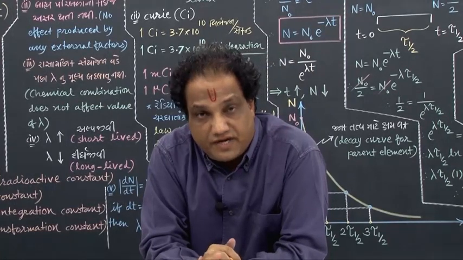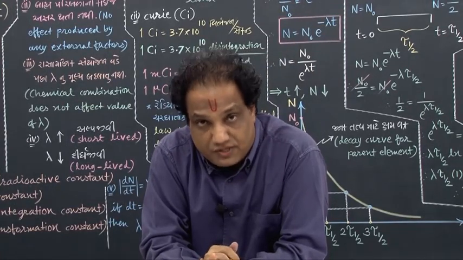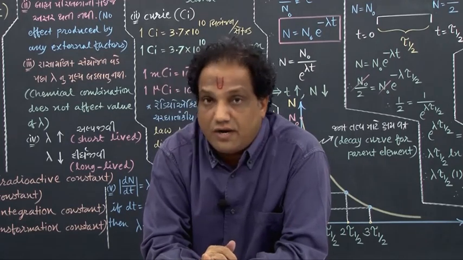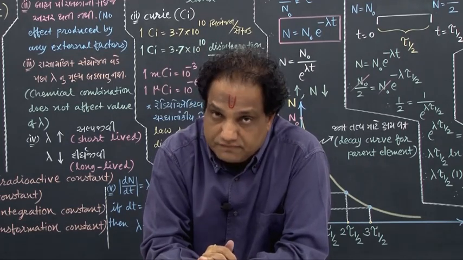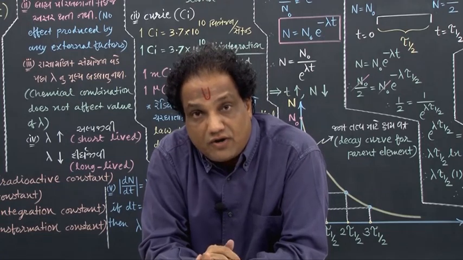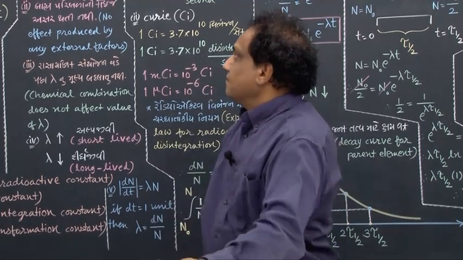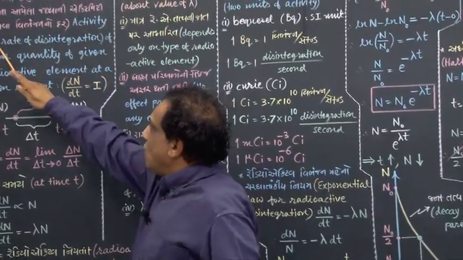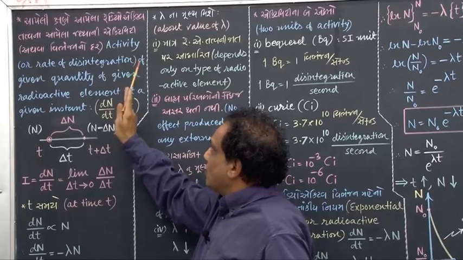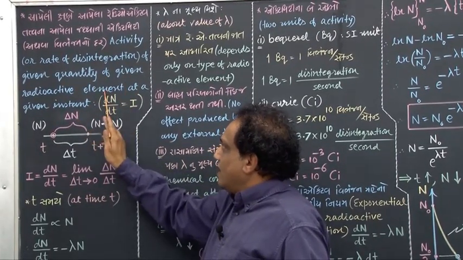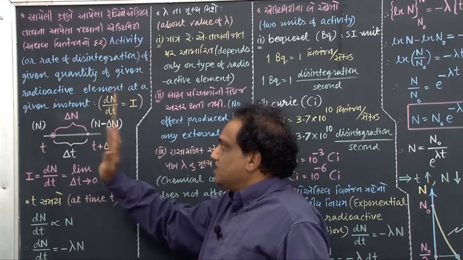Now, my dears, we take one very good definition about what is called activity or rate of disintegration of a given radioactive element. Let us define. Look. Activity or rate of disintegration of given quantity of given radioactive element at a given instant.